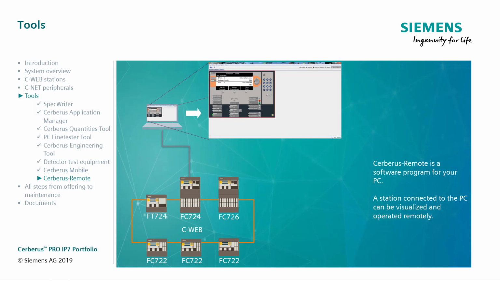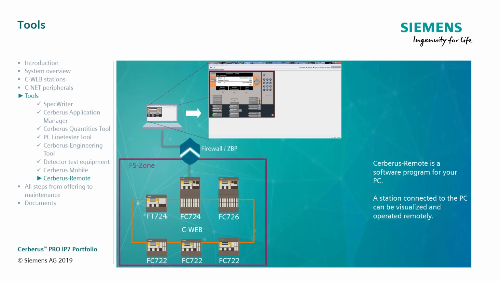Cerberus Remote is a software program for your PC. It is connected to the Ethernet and works in one of two modes, either view and operation or view only. For secure access, the panel needs to be authorized before a connection can be made. If you connect the station to the PC, the Cerberus Remote software disables operation via the panel. You can authorize access via Cerberus Remote with an S1 license key or higher.